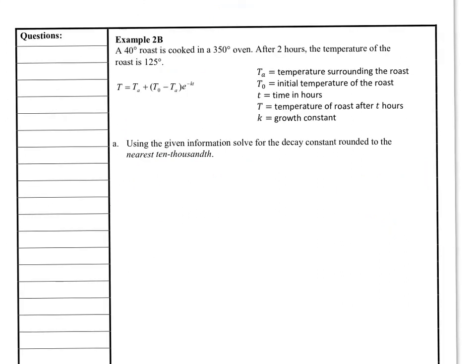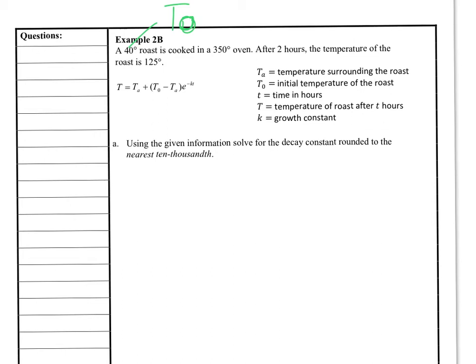All right, example 2b is just like example 2. Just another problem for you to see. So the 40 degree roast, that's the initial temperature, so that is your T sub 0, okay? That's supposed to be a 0. Wow, that's a bad 0, I'm sorry. It's cooked in a 350 degree oven, because that kind of makes sense. So that oven is the temperature around it.